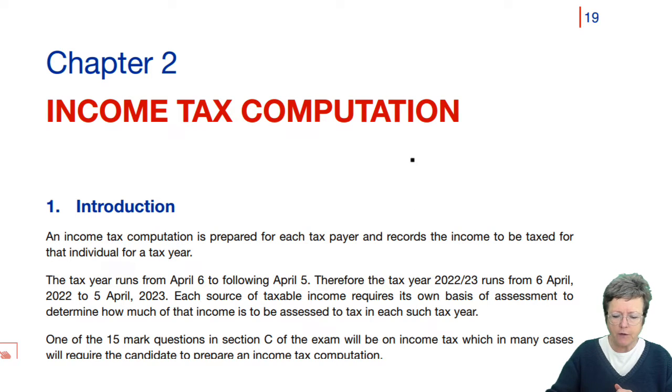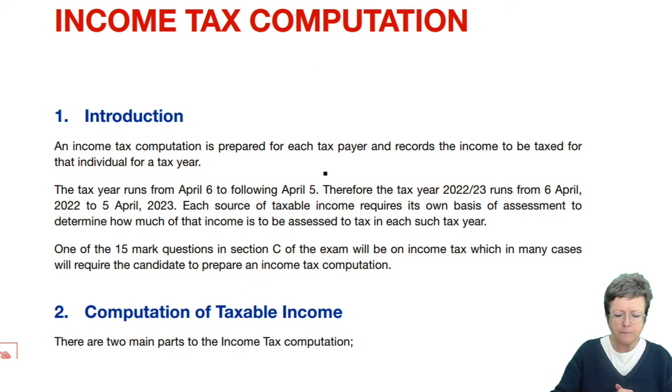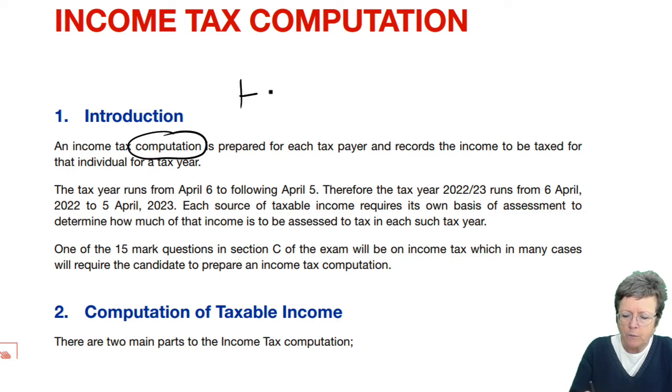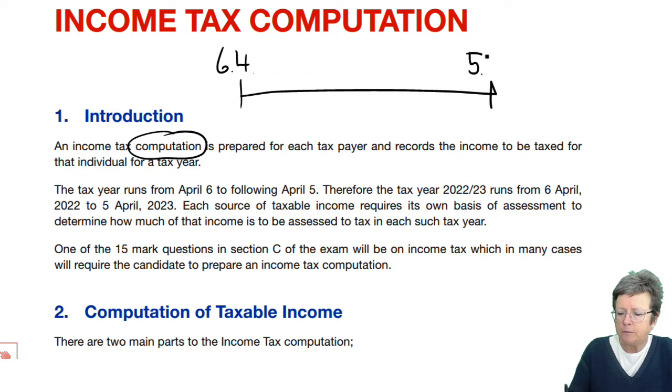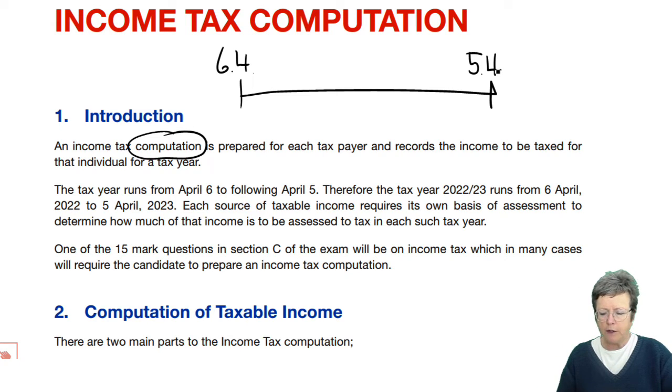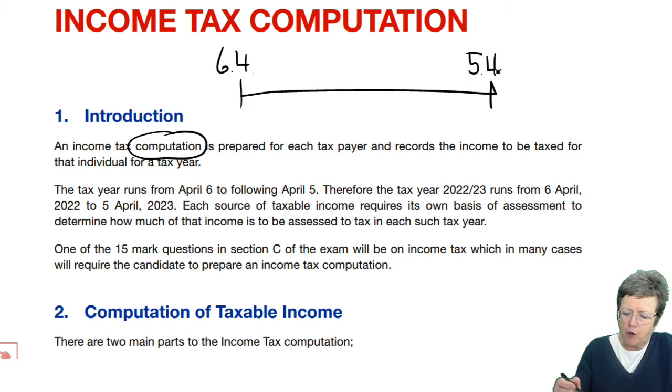If we look at the chapter, it says that an income tax computation is prepared for each taxpayer, each individual, and it records the income to be taxed for that individual for the tax year. Now, the tax year runs from the 6th of April to the 5th of April. It's a historic situation. So we are looking at the Finance Act 22, which runs from the 6th of April 22 to the 5th of April 23.